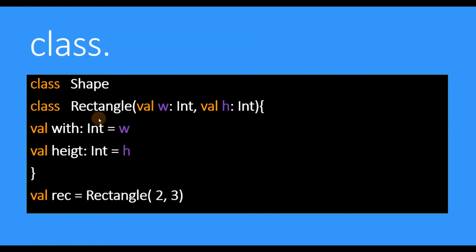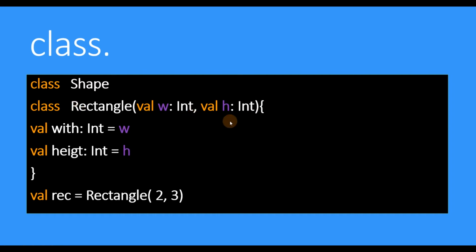And then classes. So here we see just an empty class Shape, just nothing, the keyword class and a name. Next is class Rectangle with parameters w and h, and these are immutable parameters of type Int. And then inside the body of this class there are properties which are assigned those parameters, and this itself is actually a primary constructor of the class.